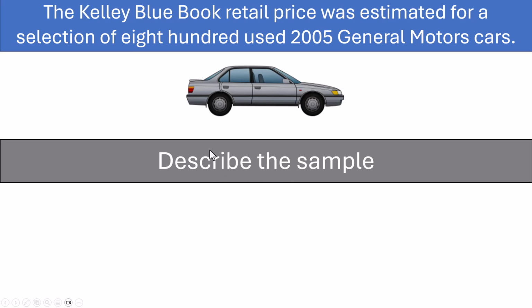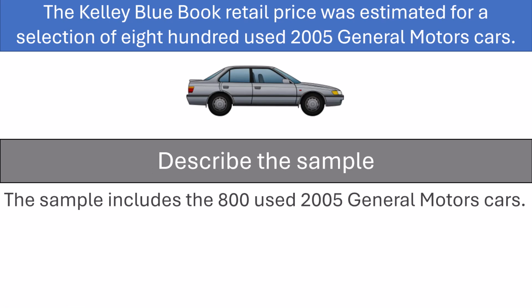So maybe pause the video and just think about that for a second. How would we describe the sample in this situation? Well, the sample is going to include some, but not all of the individuals in the population. We'll actually do that in the next step, but the sample here is going to be the 800 cars that we have basically gathered, right? This is not all the General Motors cars. This is just a sample of 800 of those cars. So we would describe the sample in that way. The sample includes the 800 2005 General Motors cars that we have collected.